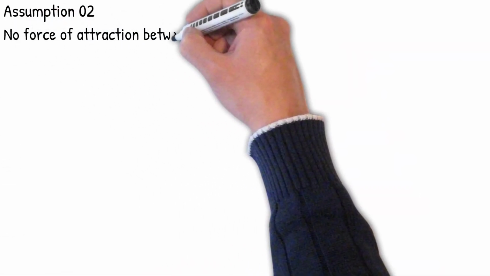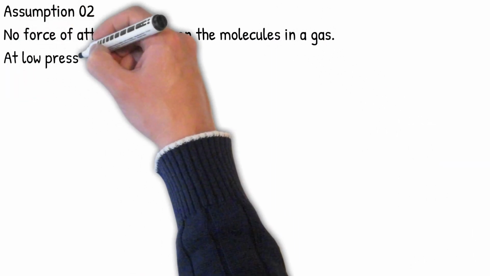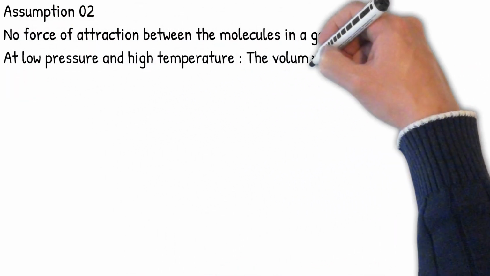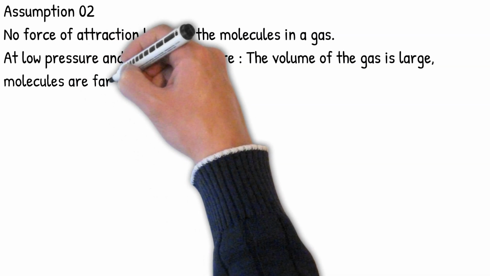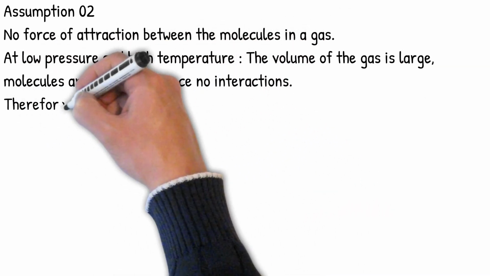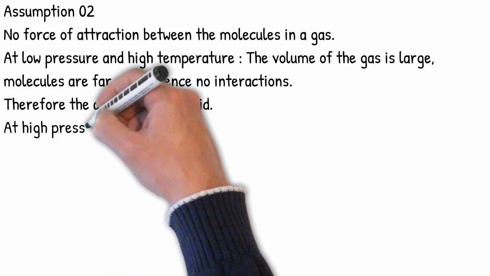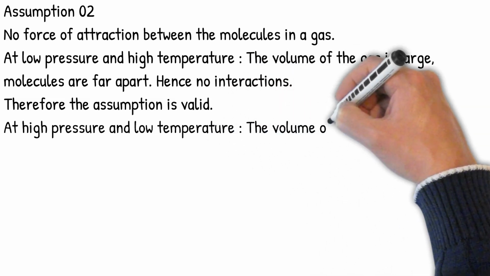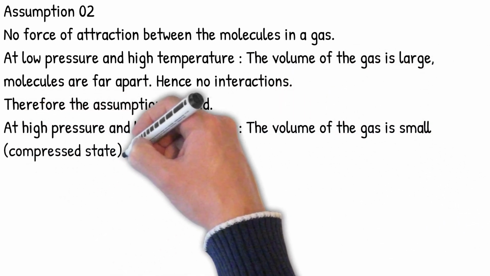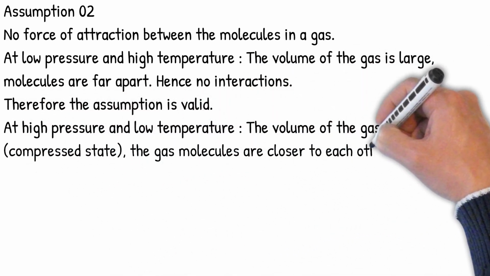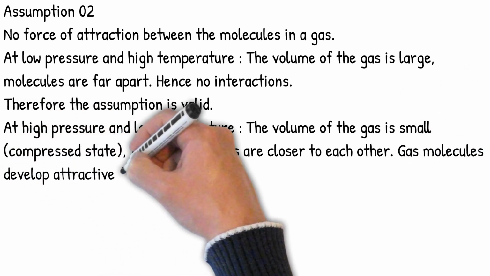Assumption 2. No force of attraction between the molecules in a gas. At lower pressure and higher temperature, the volume of the gas is large. Molecules are far apart, hence no attraction. Therefore, the assumption is valid. At higher pressure and low temperature, the volume of the gas is small, in a compressed state. The gas molecules are closer to each other and develop attractive force. Therefore, the assumption is no longer valid.